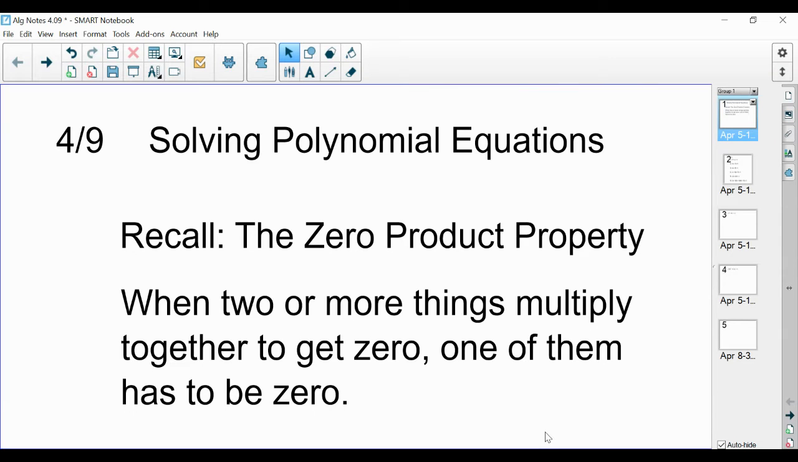Hello, Algebra class, and welcome to this video talking about section 7.4 in your textbook, which is solving polynomial equations. We're going to be spending a few days on this, so I just want to give you a brief introduction, something to refer to when necessary, and something to build upon when we get back from our long weekend. So early in the year, we looked at something called the zero product property.